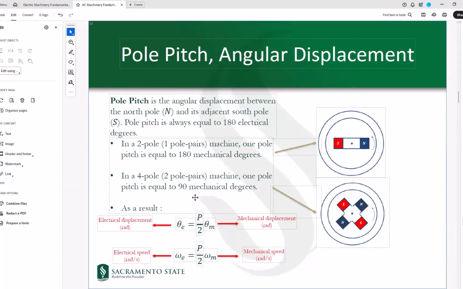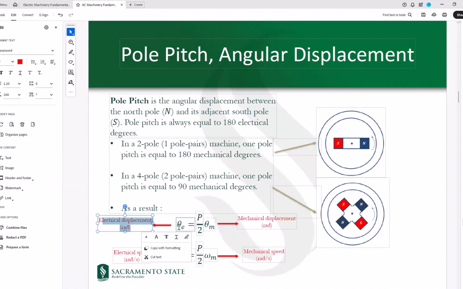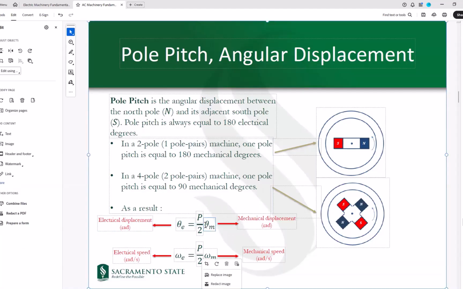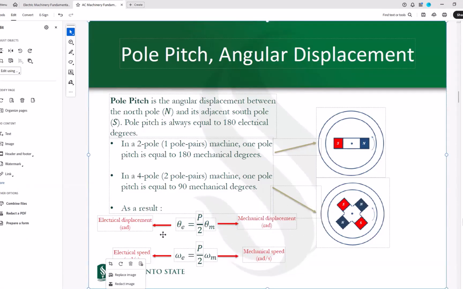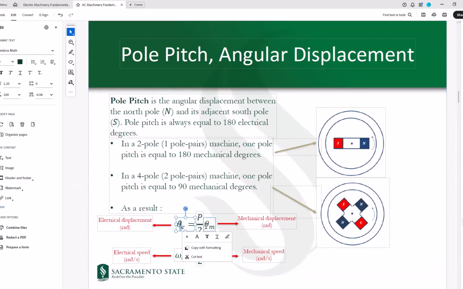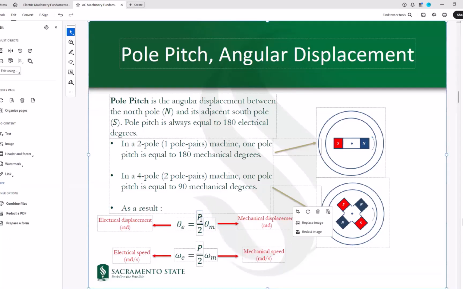So this brings us to the definitions of angular displacements in the sense of electrical versus mechanical. So electrical displacement in radians, or theta E, would be P over 2 times theta M, where theta M is the mechanical displacement in radians, and P is the number of poles in the machine. So as you can see, if the machine is a 2-pole machine, theta E would be the same as theta M. But if the machine has 4 poles, theta E would be 2 times theta M. So that's why 180 electrical degrees in a 4-pole machine would translate into 90 mechanical degrees.